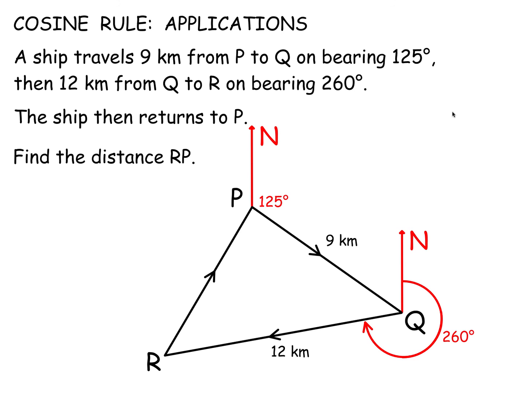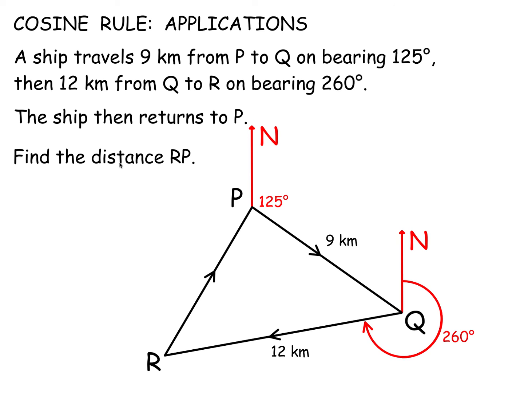And here's an example on applications. So this is applying the cosine rule. This says a ship travels 9 kilometres from P to Q in bearing 125 degrees. So there's 9 kilometres P to Q, bearing clockwise from north 125 degrees here. It then sails from Q 12 kilometres to R on bearing 260 degrees. So there's Q to R's 12 kilometres, bearing clockwise from north 260 degrees round here.